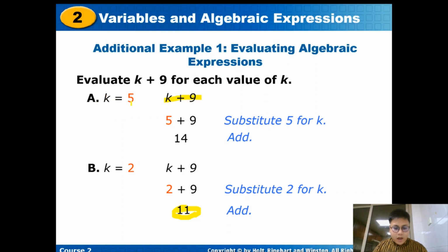Let's repeat letter A. K is equal to 5, and the expression is k plus 9. In order for you to replace k, look at the value, which is 5. Then substitute k with 5, then add it with 9. 9 here is your constant. So 5 plus 9 is equal to 14. For the second example, k is substituted by 2 because k is equal to 2, then add 9. So the answer now is 11.